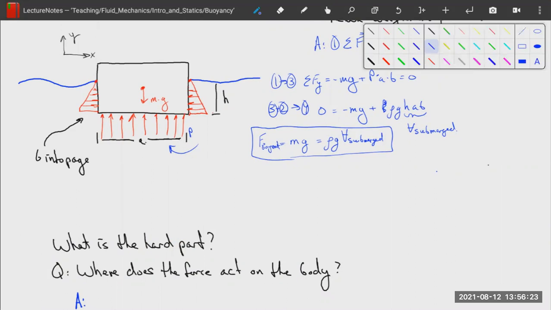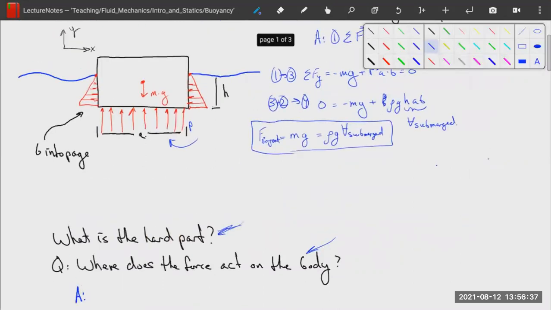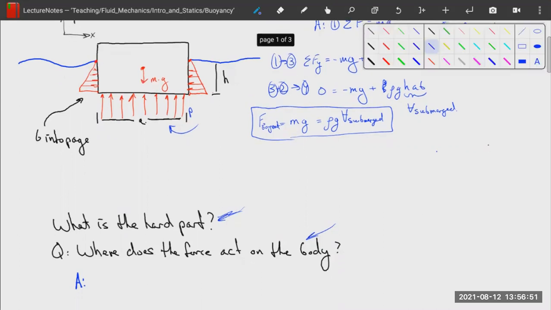So the question you should always be asking yourself is, what is the hard part about this? Here it is when you start asking engineering questions like, where does the force act on the body? We know there's a buoyant force, and I think it's from statics that you learn that the force has to act through a point on a body, because that's how you determine what moments are on it and if it's going to rotate and whatnot. So where does the force act on the body?